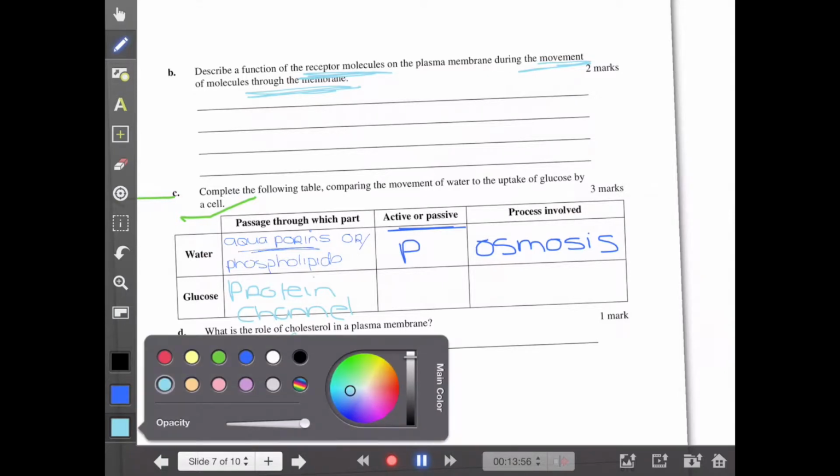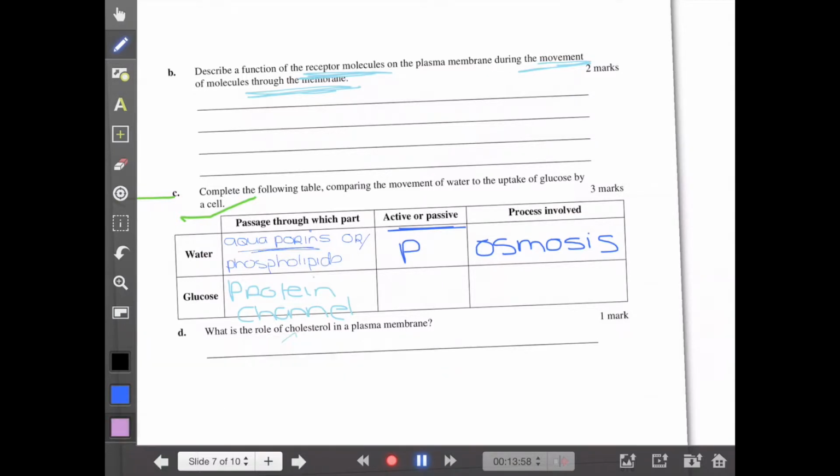Okay, so when we're drawing cells, we're really simplifying them. There should be a lot more protein channels. All right, coming to the active and passive. So it can be either active or it can be passive. When it's passive, we just refer to that as facilitated diffusion, because facilitated, it's requiring help. Facilitated diffusion.